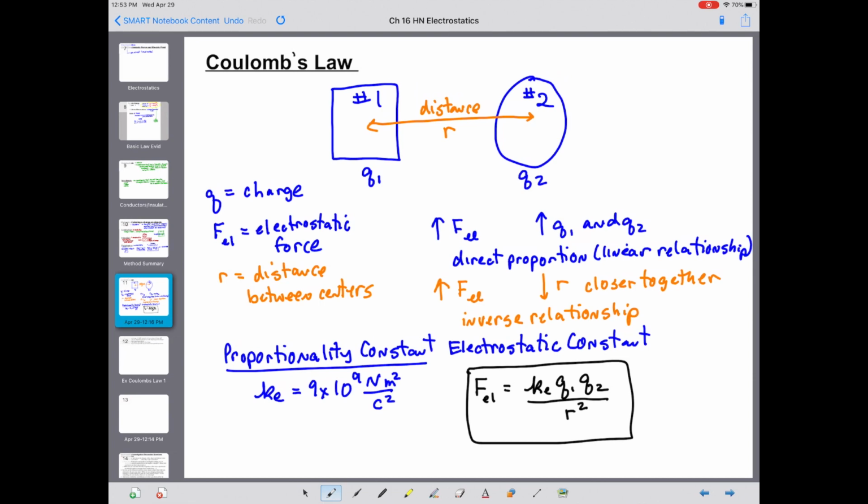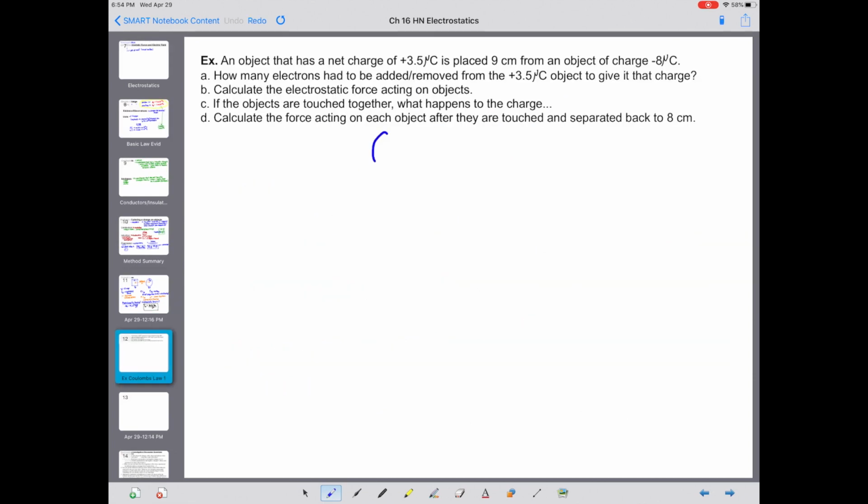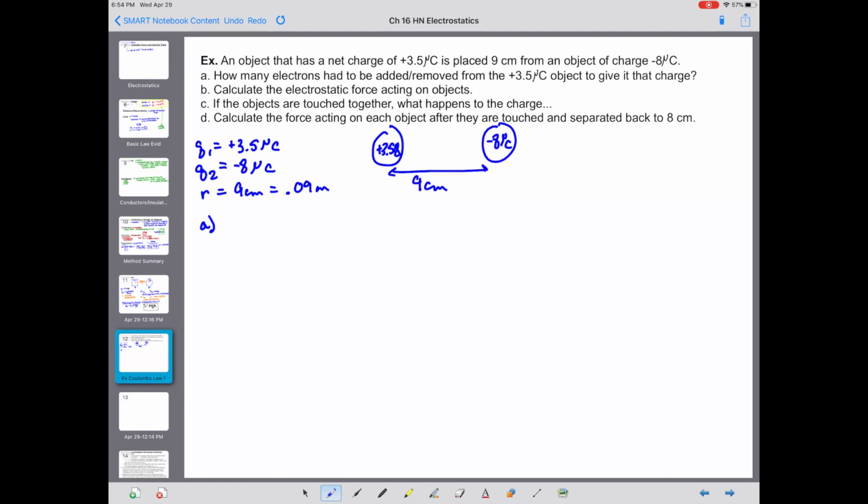Now, let's take a look at an example. We've got an object of net charge positive 3.5 microcoulombs, and we have a second object 9 centimeters away of charge negative 8 microcoulombs. So then we know Q1 is positive 3.5 microcoulombs. We know Q2 is negative 8 microcoulombs. And we know R, which is 9 centimeters, which we'll need to convert to meters, 0.09 meters.